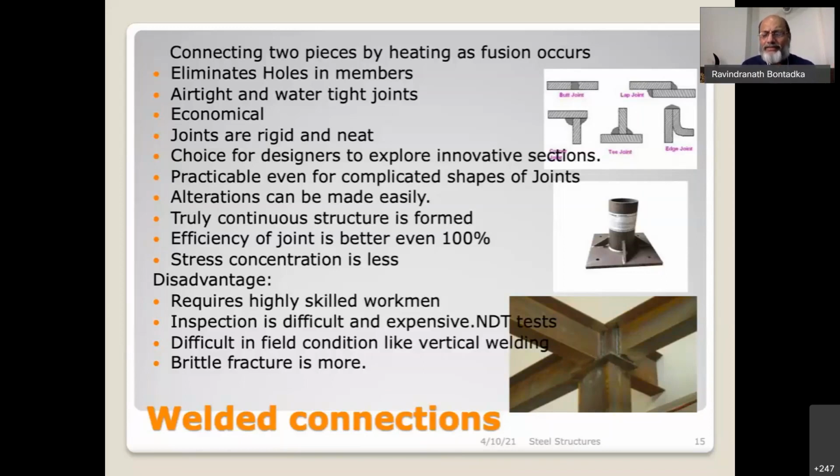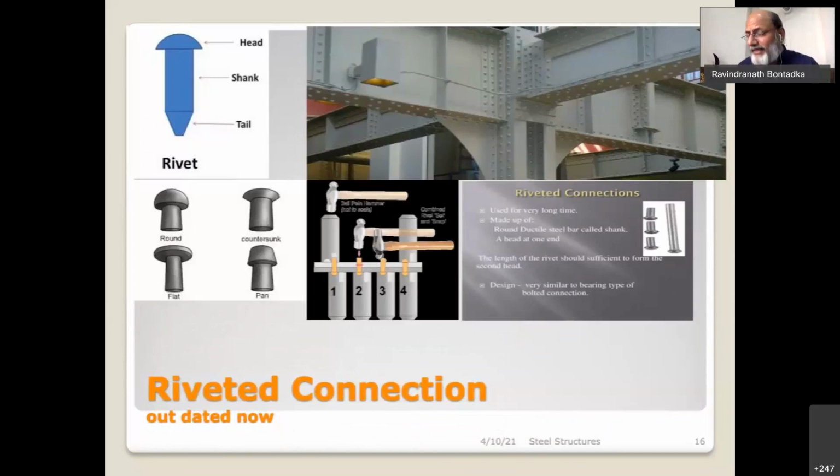Now, the next one is the riveted connections. Though of course it is not in vogue nowadays, it is more or less outdated now, but it is equal or very similar to the bolted connections. Just as mentioned, there will be a shank, a head and a tail. I'm not going into much detail on that, but one of the iconic riveted structures is our Hooghly Bridge across the river Hooghly in Calcutta, which is famous.